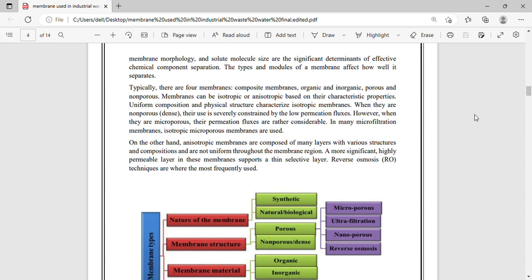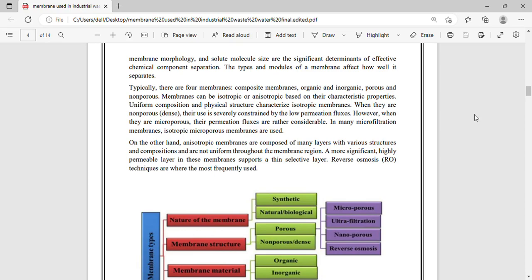Now I'll tell you about the types of membranes. So typically there are four membranes: composite membranes, organic and inorganic, porous and non-porous. Membranes can be isotropic or anisotropic based on their characteristic properties. Uniform composition and physical structure characterize isotropic membranes.